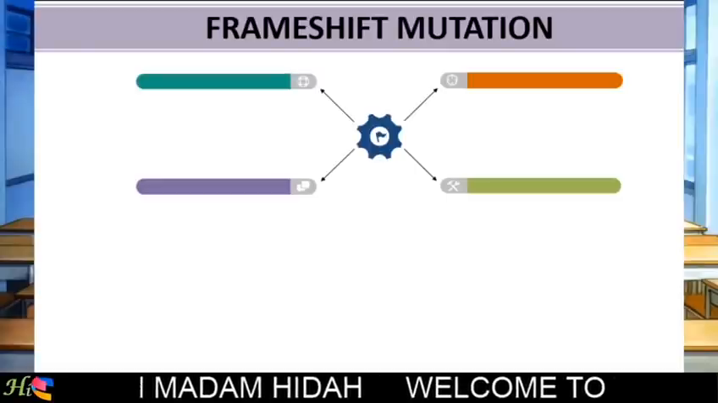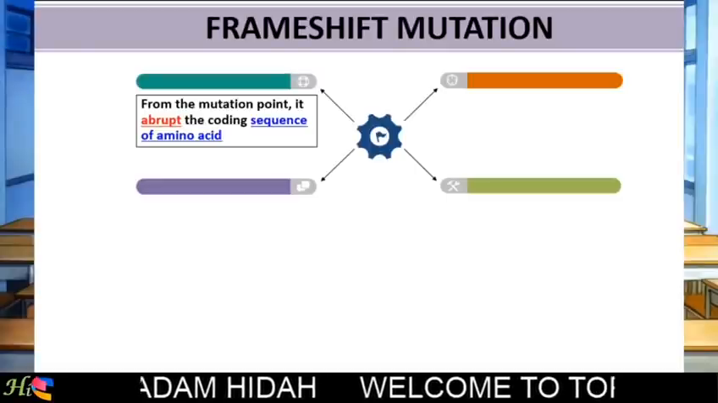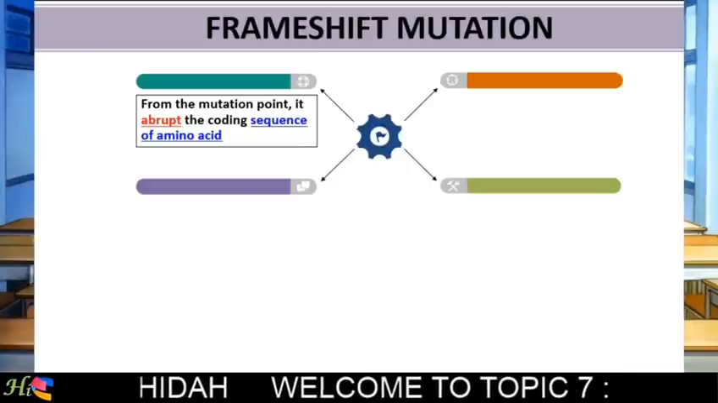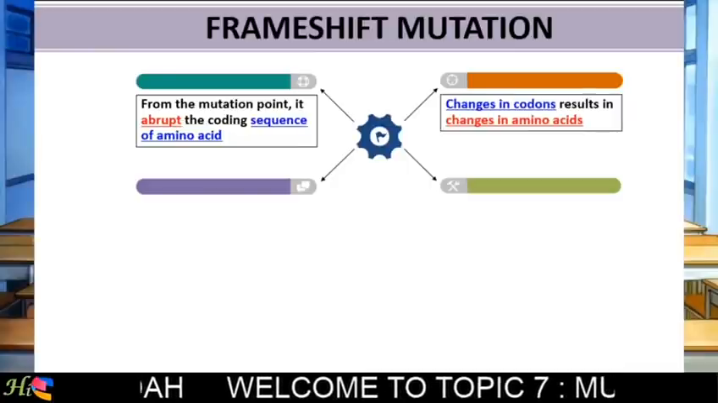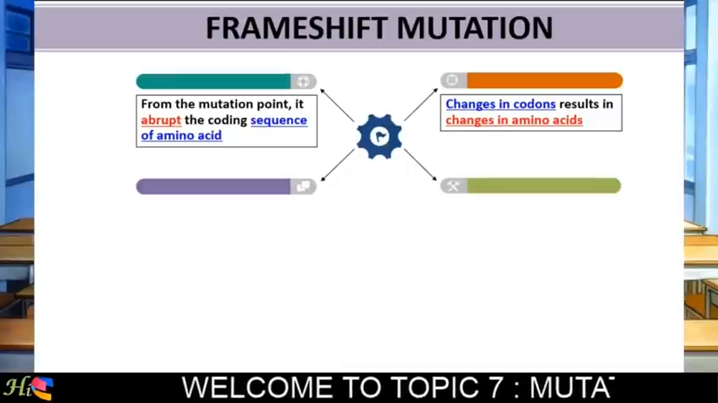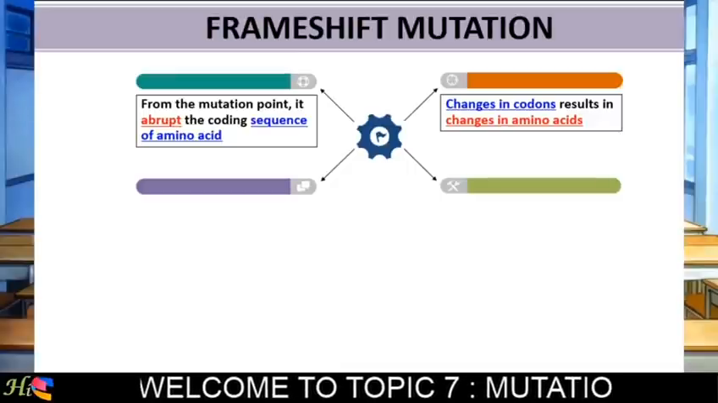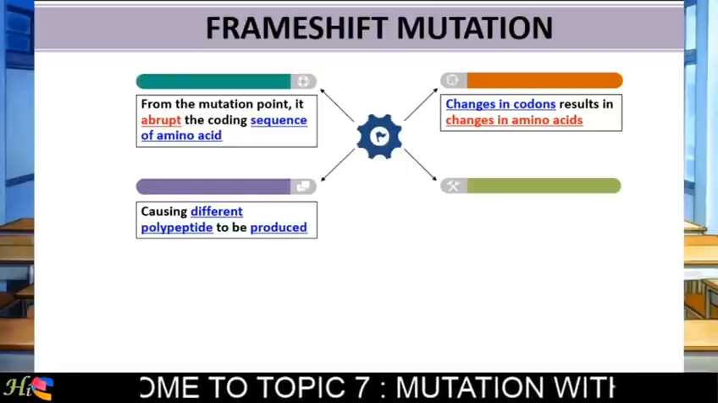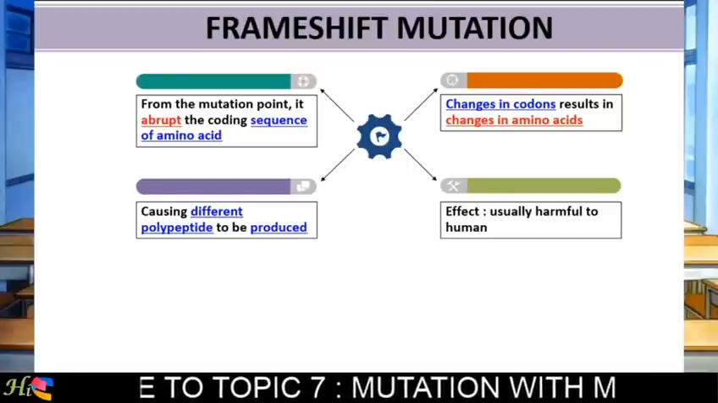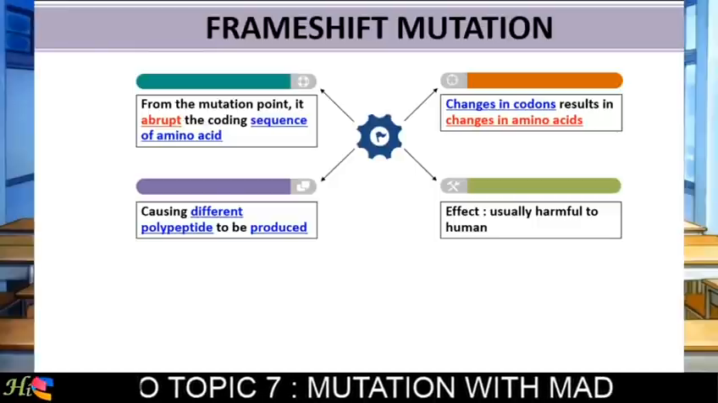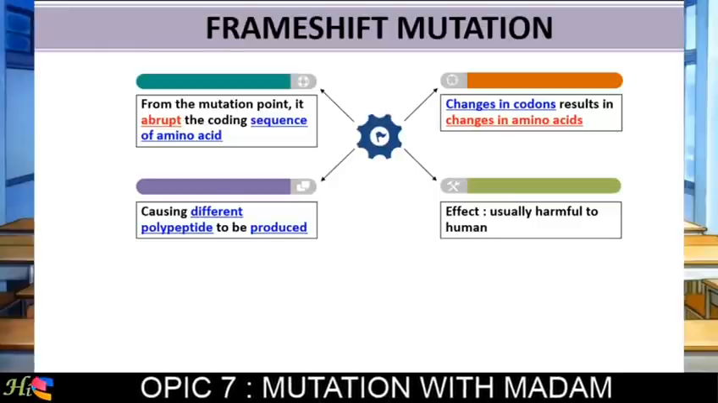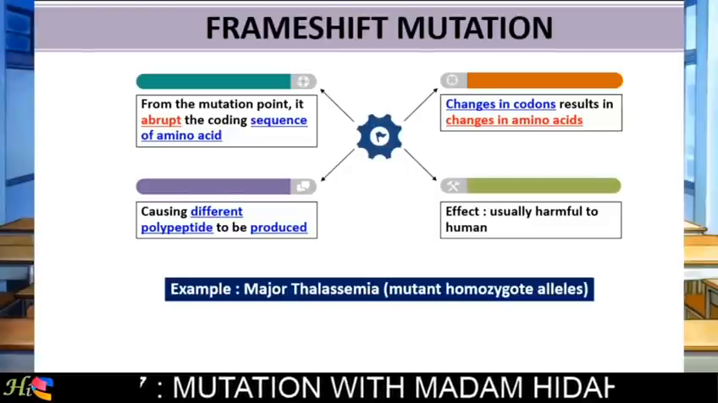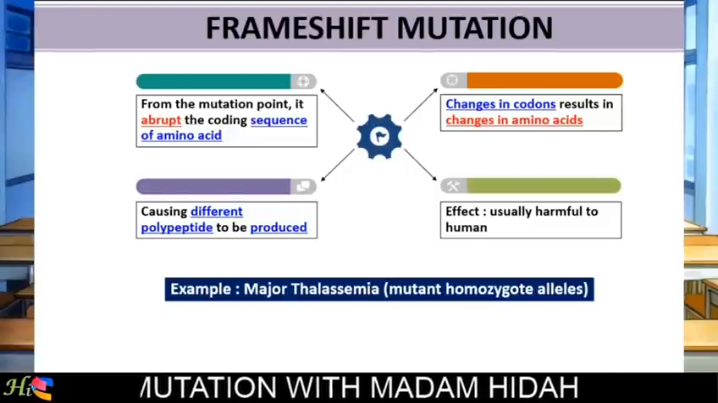To summarize the frameshift mutation, when insertion or deletion occurs, it will change the coding sequence of DNA, therefore leading to changes in codons and amino acids, resulting in a different polypeptide chain or protein being produced. The effect of a frameshift mutation is usually harmful to humans. An example of a disease caused by a frameshift mutation is major thalassemia.